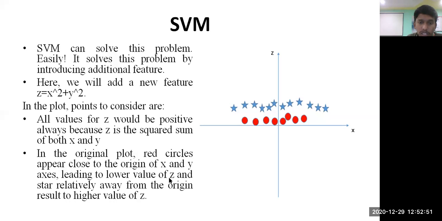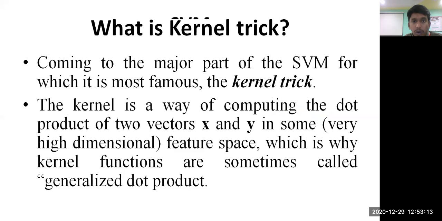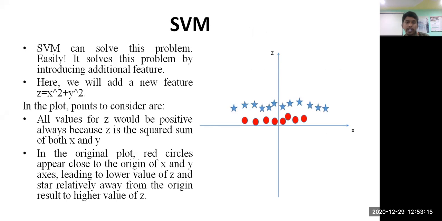So in the original plot, red circles appear close to the origin of the x and y axes, leading to a lower value of z, and stars relatively away from the origin result in a higher value of z. That's the reason when I square these points, I get a positive z value. Then it is easy for me to construct a hyperplane between these two classes. Okay, that is how we can go for separation.